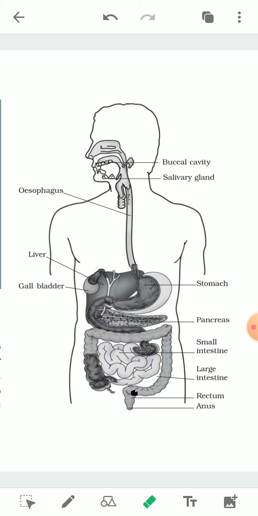The liver is a reddish brown gland situated in the upper part. This portion is the liver. It's the largest gland in our body, and it helps in the secretion of bile juice, which gets stored in this gallbladder. It's a bladder. The bile plays an important role in the digestion of fats. It breaks down the fats.